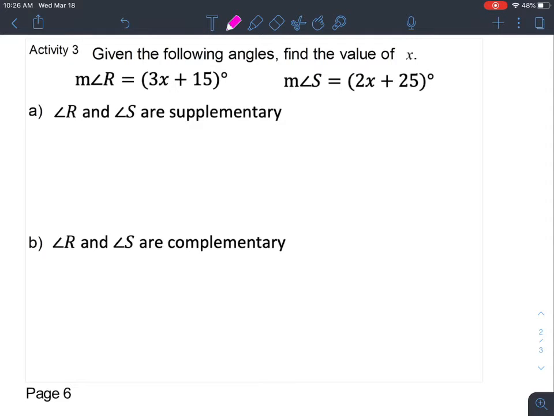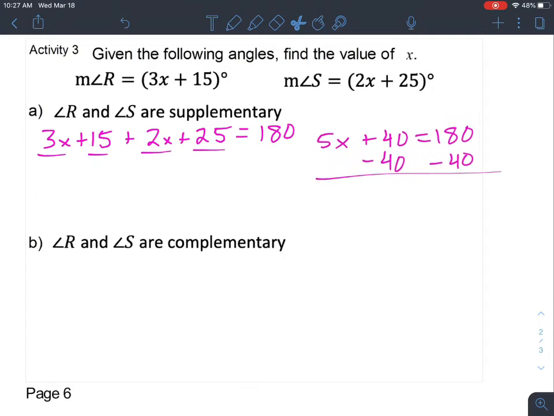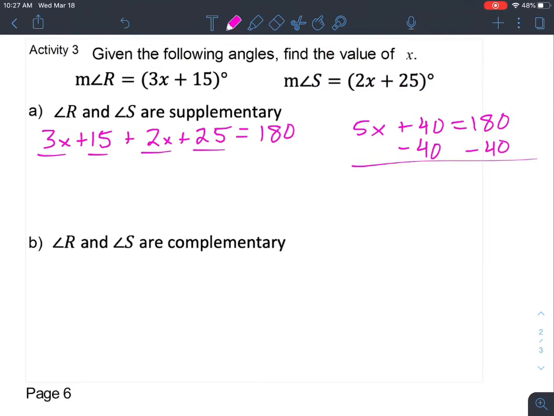All right, so for the first one, since we know that angle R and angle S are supplementary, they add together to equal 180 degrees. So we're going to start with 3x plus 15 plus 2x plus 25 equals 180. Combine our like terms, 2x and 3x are going to make 5x. 15 and 25 are going to make 40. We are then going to subtract 40, and I'm running out of space, so I'm going to move this over.